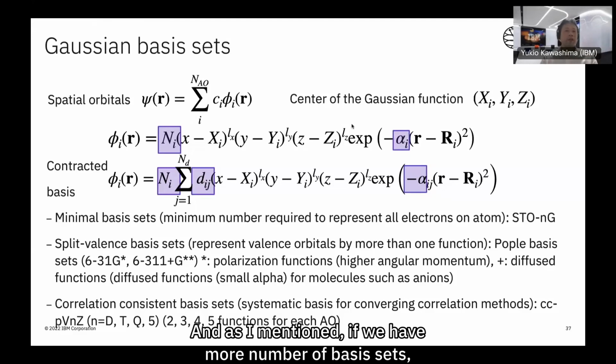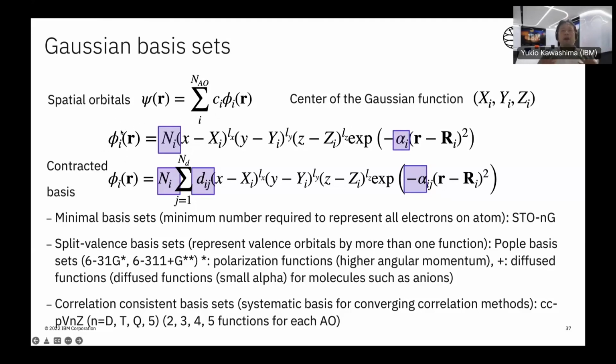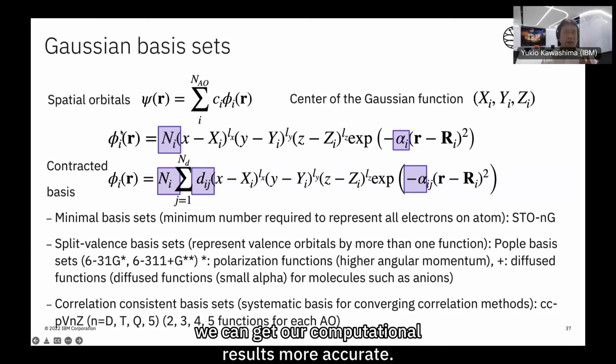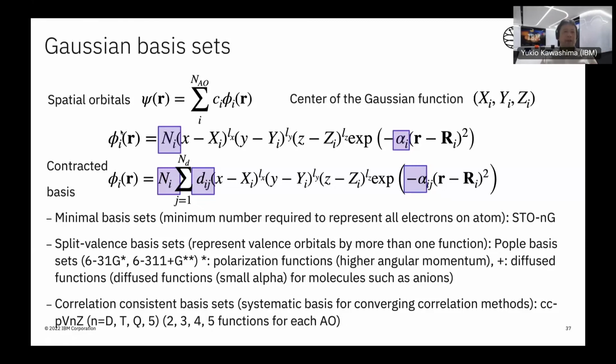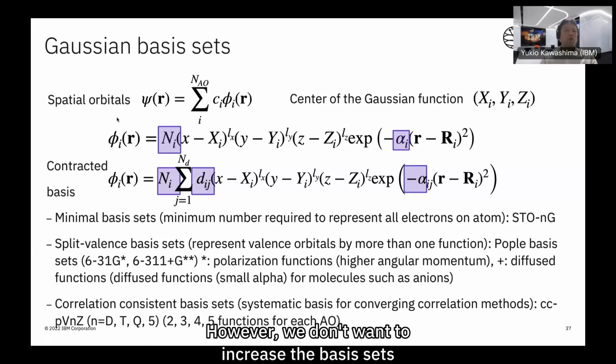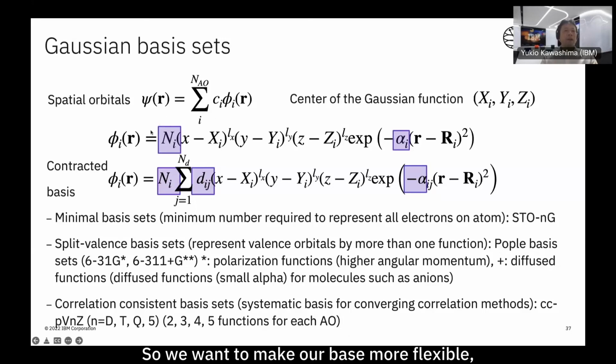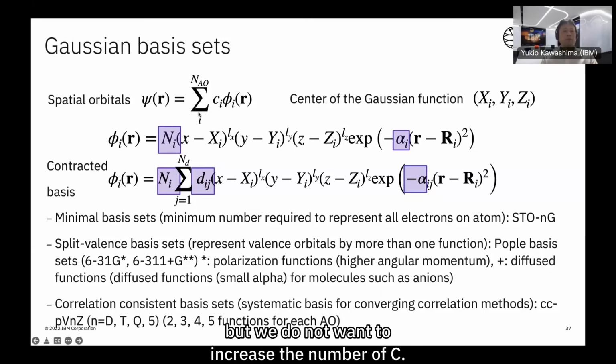And as I mentioned, if we have more basis sets, we can get our computational results more accurate. However, we don't want to increase the basis sets as much as possible because we're increasing the computational cost. So we want to make our basis more flexible, but we do not want to increase the number of C. What can we do?